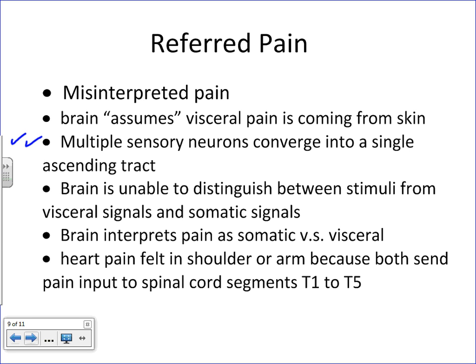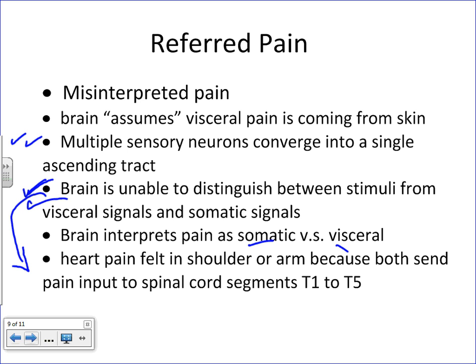Okay, not all the exact same, but you'll see groups of nerves ascending up similar tracks from viscera and skin. And then what happens is the brain is unable to tell the difference between, is this pain coming from an organ that's under pressure, or is it coming from the skin? So since the brain is really unable to tell the difference between somatic versus visceral, when it interprets this, it basically interprets this as the pain is coming from the entire general area.